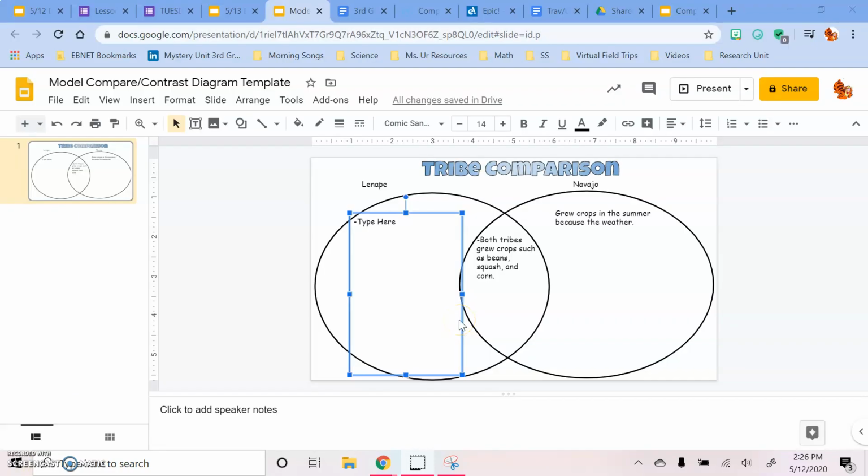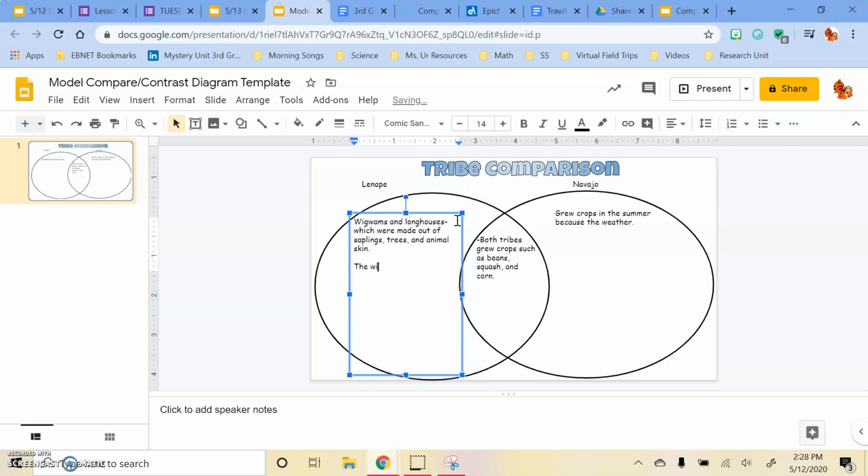All right, so we're back to my Venn diagram. So I'm going to add in the types of houses that the Lenape had. So we know that the Lenape had wigwams and longhouses, which were made out of saplings. Ooh, this I can't spell. Saplings, tree, and animal skin.